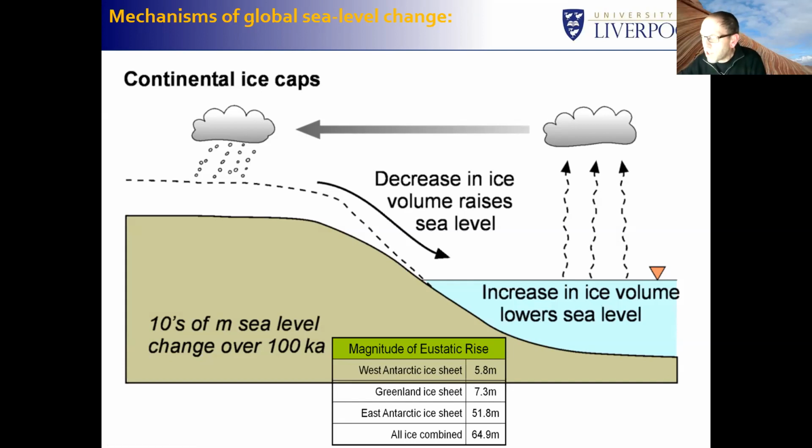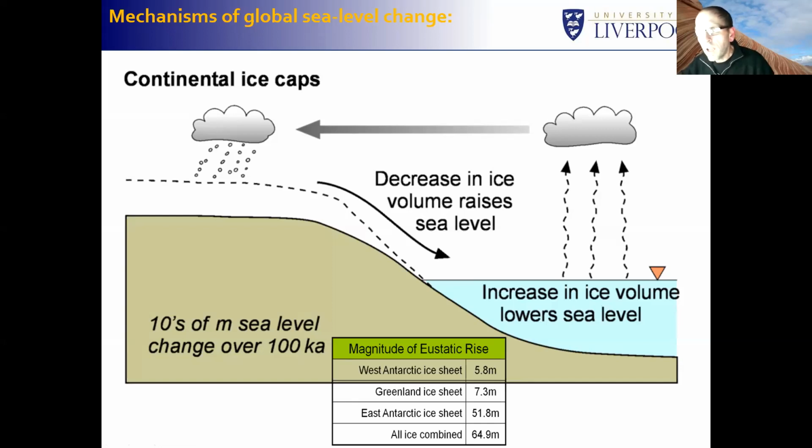The East Antarctic ice sheet is unlikely to all melt quickly because it's a big, big ice sheet and it seems to be pretty stable. But if it does melt eventually, all of these things together give us about 65 meters of sea level change.